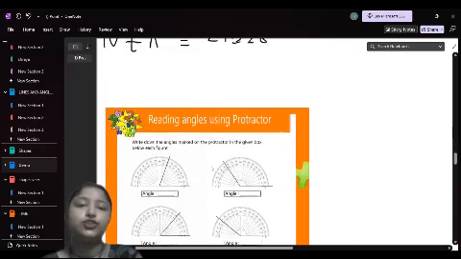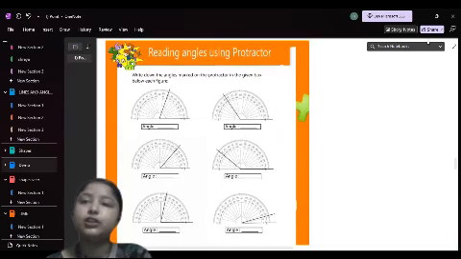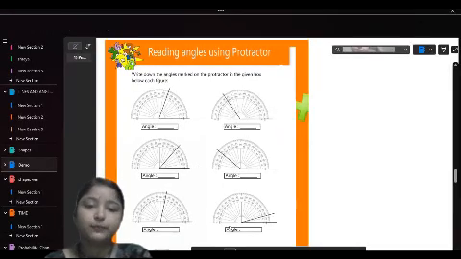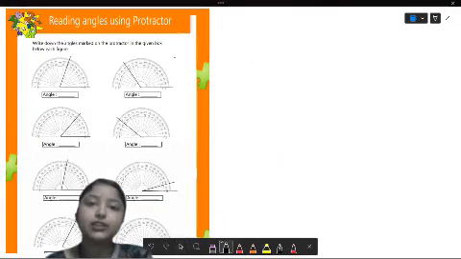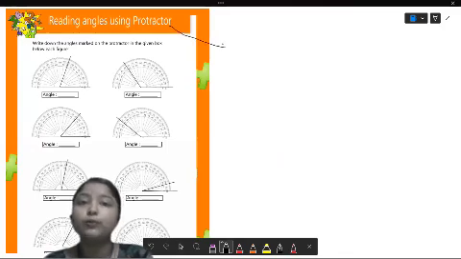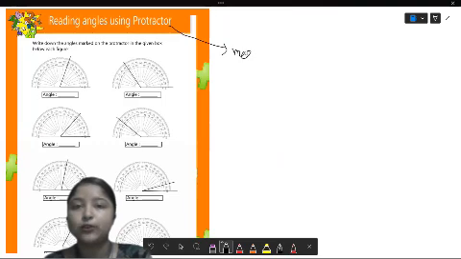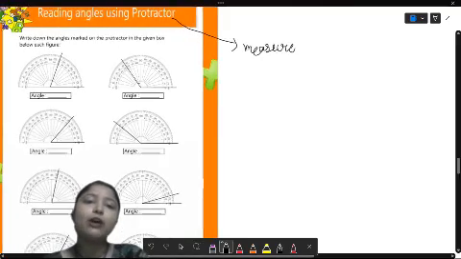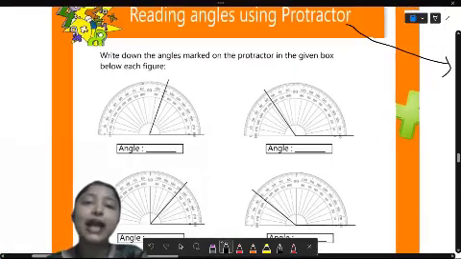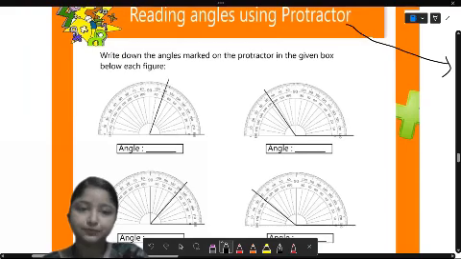I'm sharing the sheet. So the first thing that we are going to learn today is reading a protractor. Basically, a protractor is an instrument that is used to measure an angle. I'm sure you have all seen this protractor in your mathematical geometry box, or seen someone using it. Now, let's see how we can use this to measure angles and how it works.